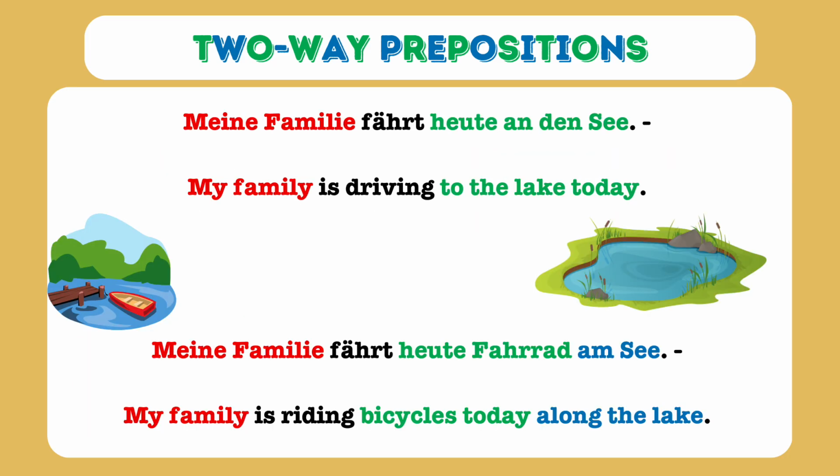Meine Familie fährt heute an den See. My family is driving to the lake today. An den See goes to the lake. Confusingly, you can also use the verb fahren here with the dative case because you can say, Meine Familie fährt heute Fahrrad am See. My family is riding bicycles today along the lake. This means along the lake or at the lake, meaning not on the lake or in the lake or any of those other versions, but you are riding your bicycle at the same spot as the lake. So am See is how you say that.